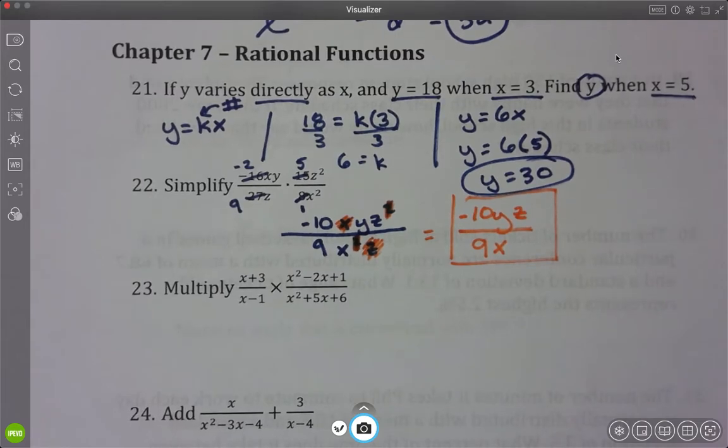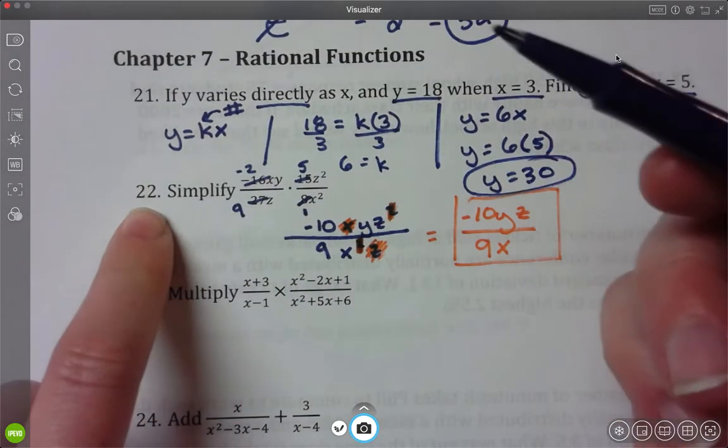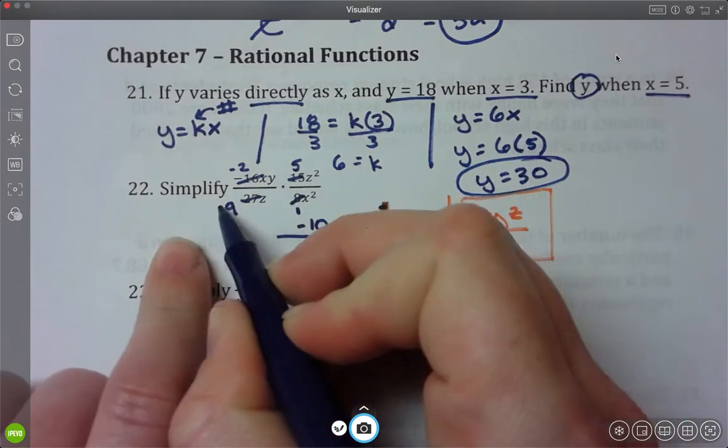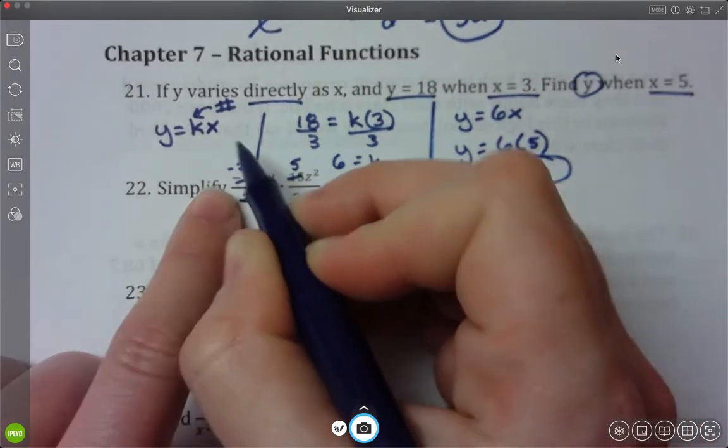Okay? All right, now 23. The difference between 22 and 23 was these guys were not trapped because there was no pluses or minus signs except for the negative.